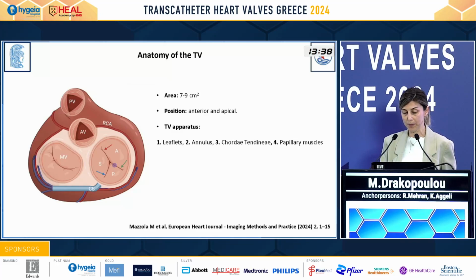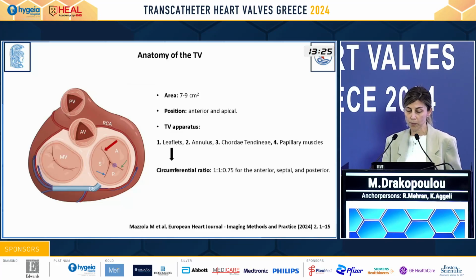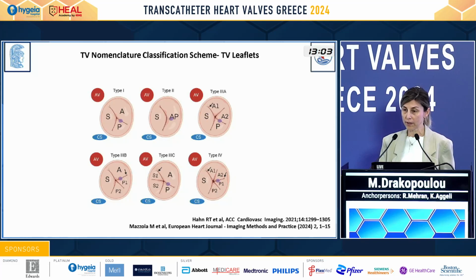around 5 millimeters normally, and the coaptation zone is at the level of the annulus or a little bit more in the right atrium. Besides the coaptation zone, there are also the commissures. The commissure between the anterior and the septal leaflet is the anteroseptal commissure, which is in close proximity to the aortic valve. We have the septoposterior commissure, which is close to the coronary sinus, and the anteroposterior commissure, which is close to the anterior papillary muscles.